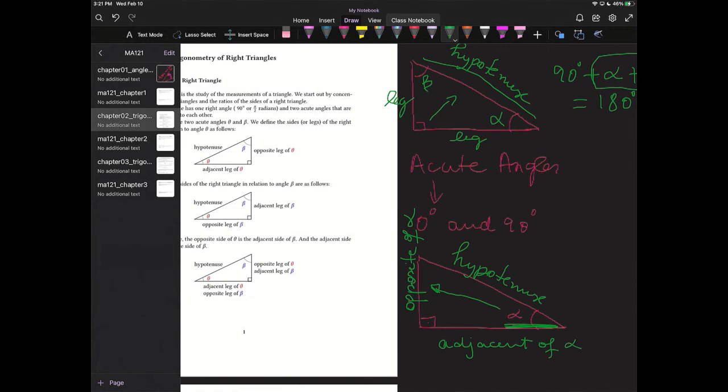Now, if I look at the other angle that I call beta, let me pick a different color here, so here's beta. This now is the opposite side. In relation to the angle beta, the other side is the opposite.